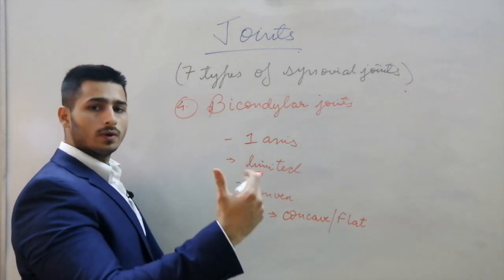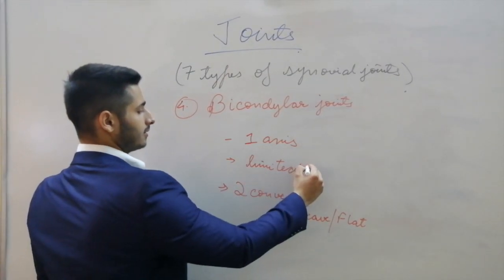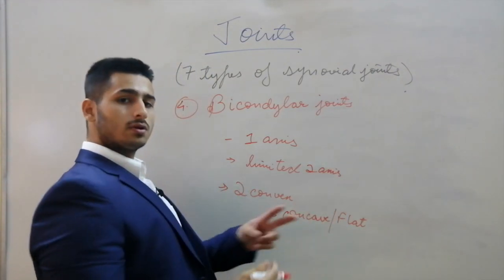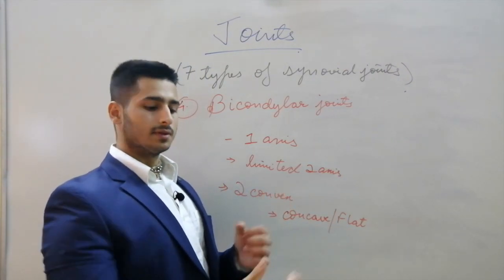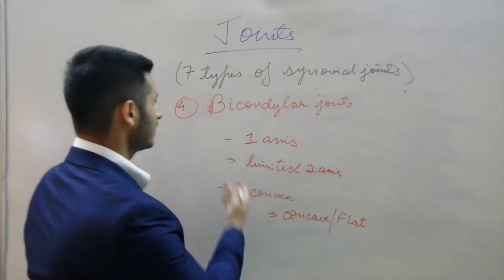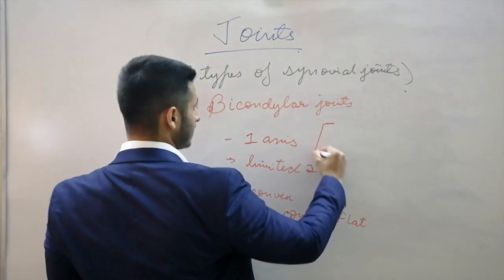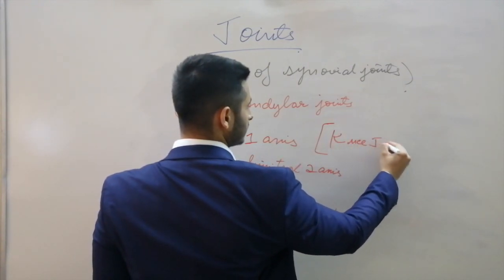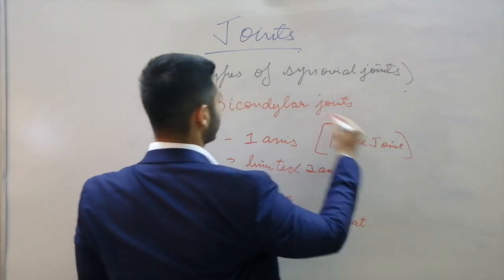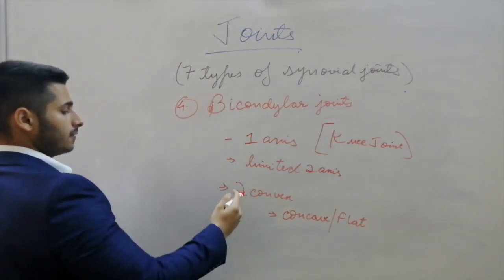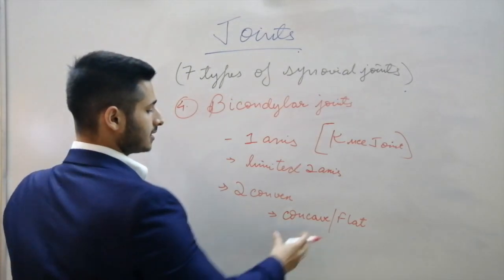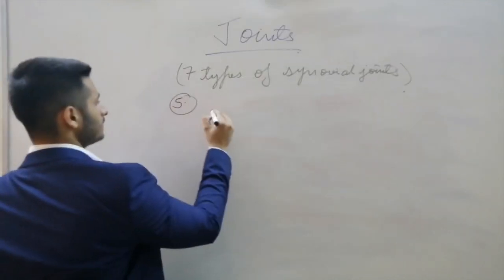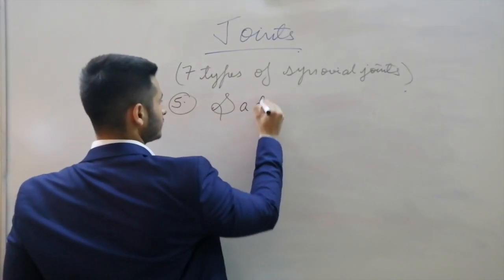It permits movement around one axis, and the movement is limited around the second axis. Two convex articulating surfaces, when they articulate with a flat surface, that's how this joint is formed. A perfect example of a bicondylar joint is the knee joint, which is formed when two convex articulating surfaces articulate with a concave or a flat surface. The fifth type of joint is a saddle joint.